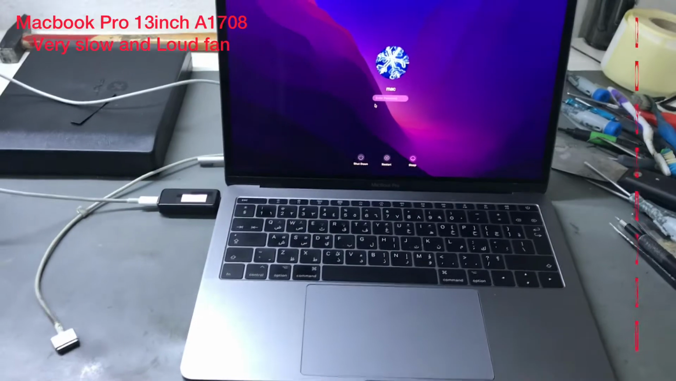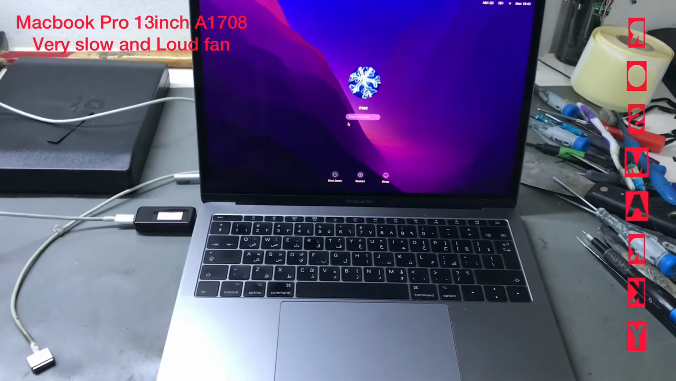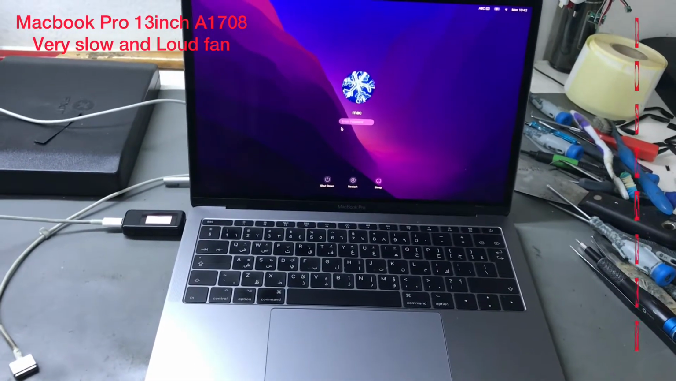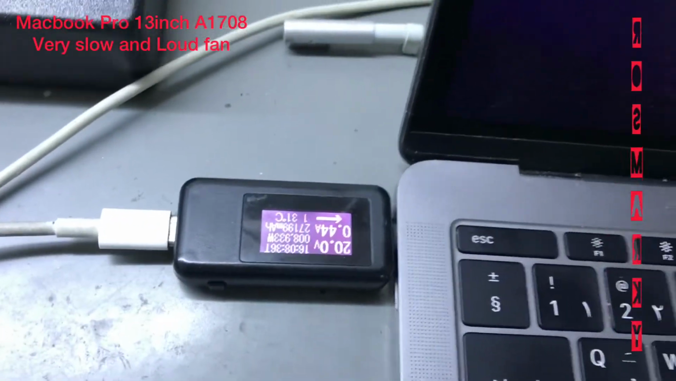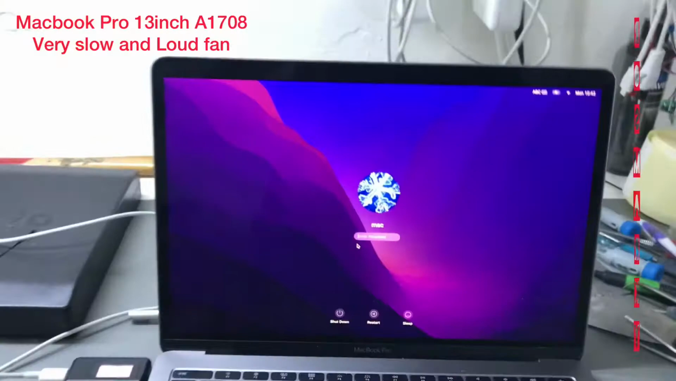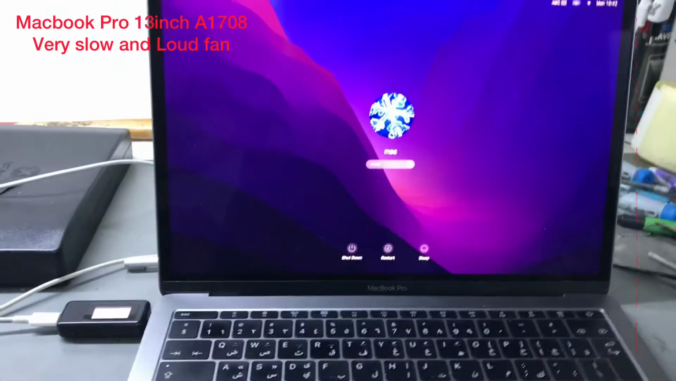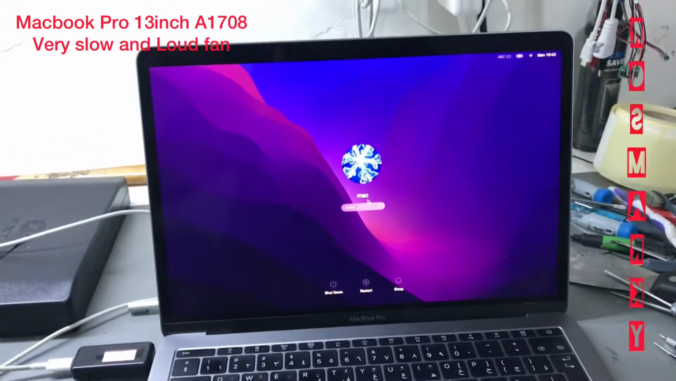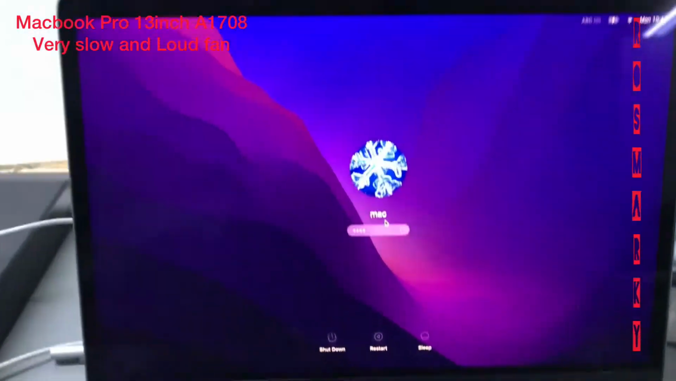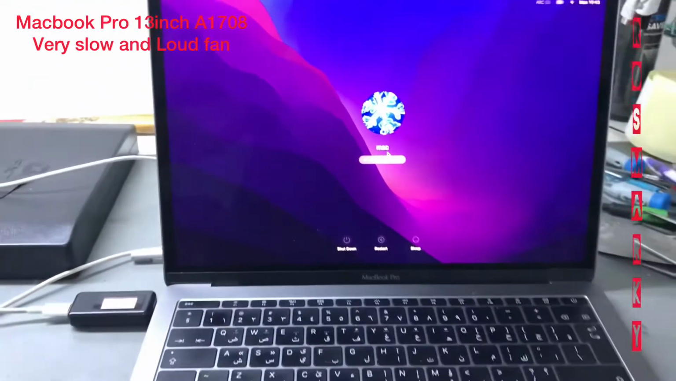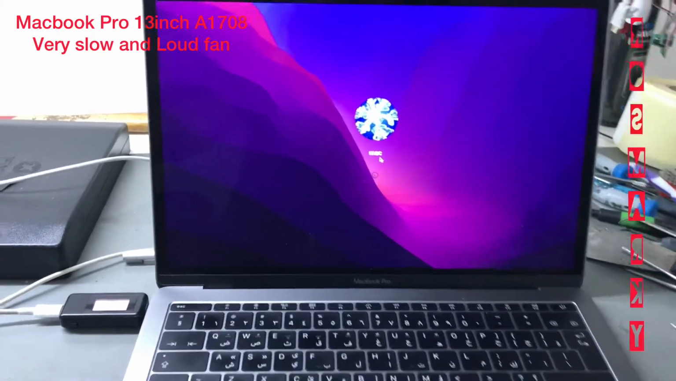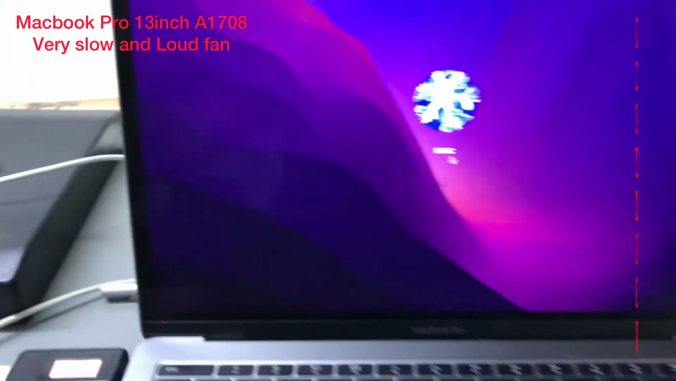In this video we have a MacBook Pro model A1708. The problem was it is very slow. And as you can hear, the fan was too loud.